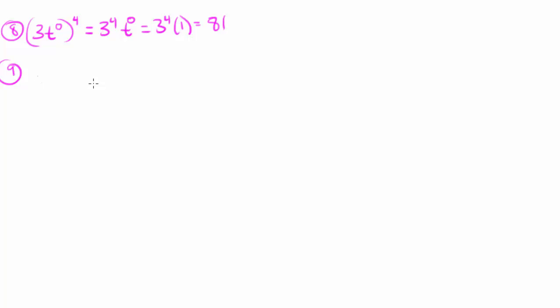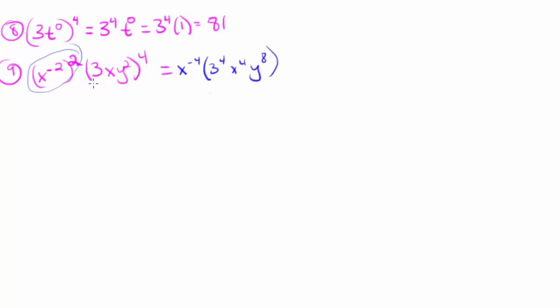And then number 9. X to the negative 2, so now we're going to be throwing more in there. X to the negative 2 squared, and then 3xy squared to the 4th. And this is squared, even though it looks like cubed. The squared only goes with that, so that's x to the negative 4. And then this one, the 4 goes to everything. So 3 to the 4th, x to the 4th, y to the 8th. Remember, you multiply. So then we have x to the negative 4th.